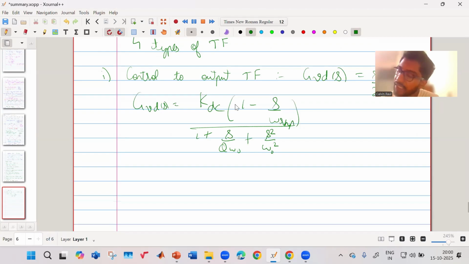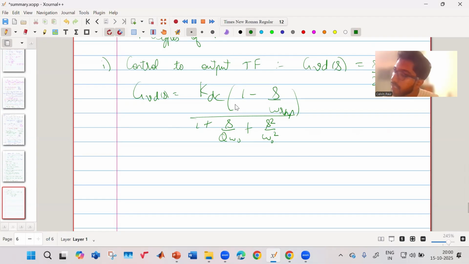And yesterday we had an extensive discussion about this. For your buck converter, for your boost converter, what values you give. A buck converter doesn't have this omega RHP, but your boost converter has this omega RHP. So you can refer to yesterday's video where we extensively discussed how do we remember what is our KDC, how do you remember what is our omega naught, Q omega naught, etc. I hope you will go through it and learn this. This is important. GVD of S is there.